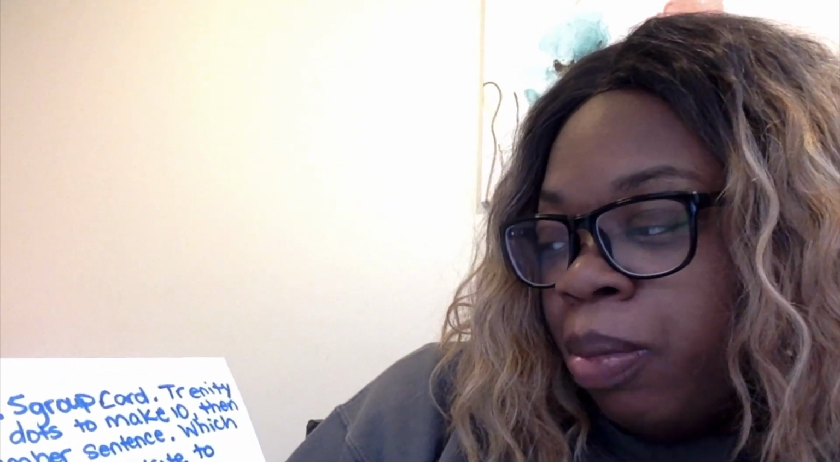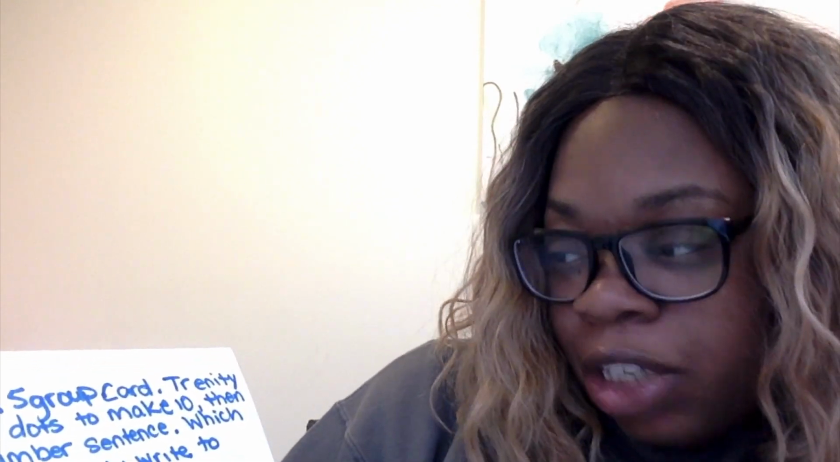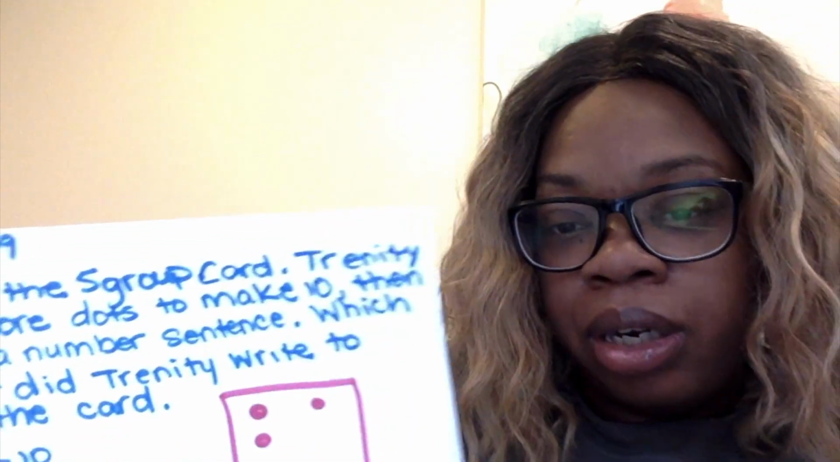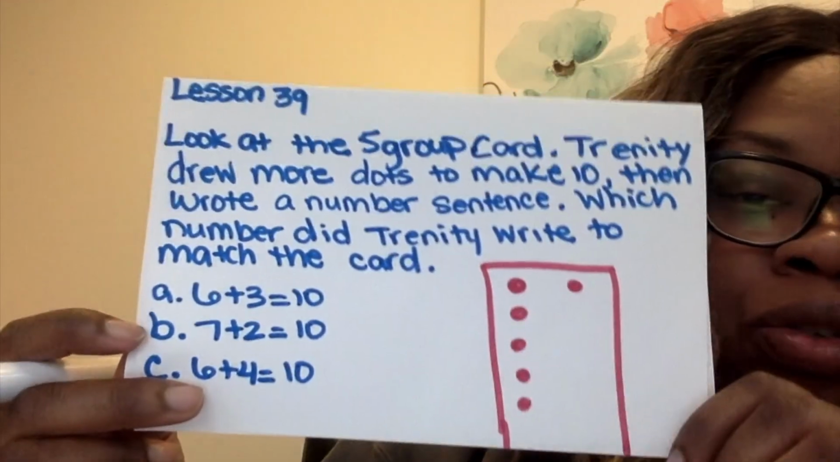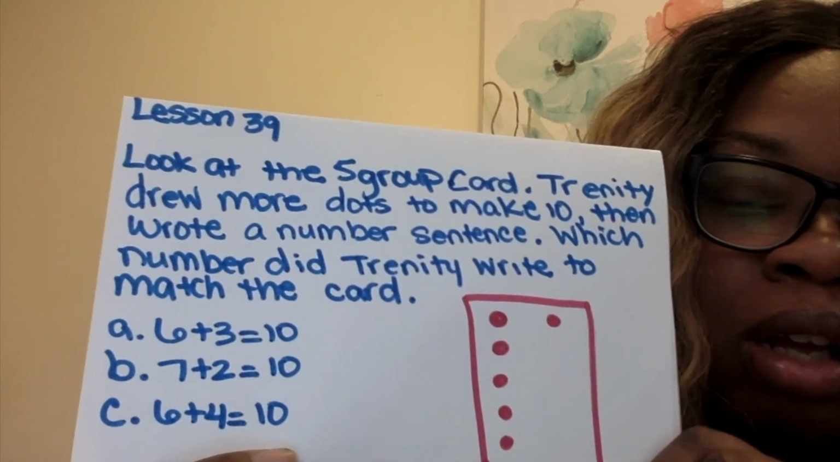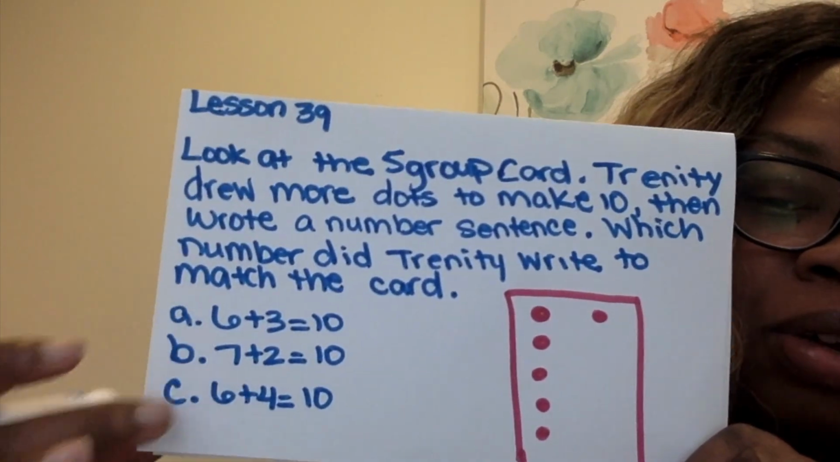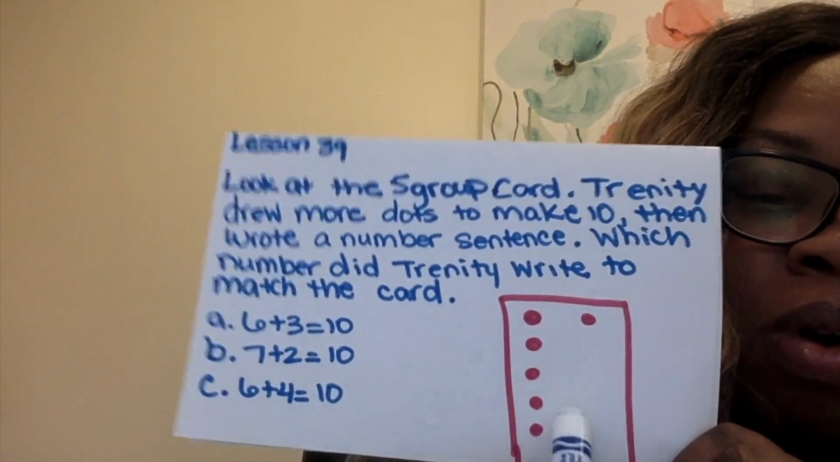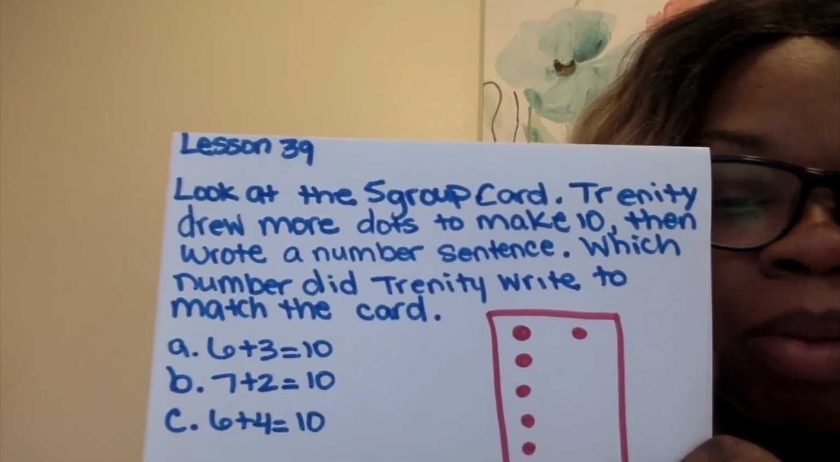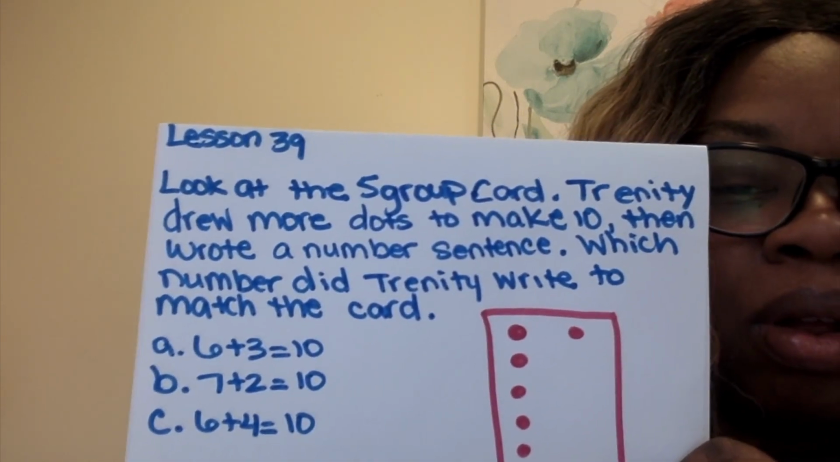All right, so now you're going to do one all by yourself. You're going to look at the 5 group card. Here's the 5 group card. Trinity drew more dots to make 10, then wrote a number sentence. Which number sentence did Trinity write to match the card? You're going to pick the sentence, A, B, or C, that matches what Trinity did to complete her 5 card. All right, press pause and show your work.